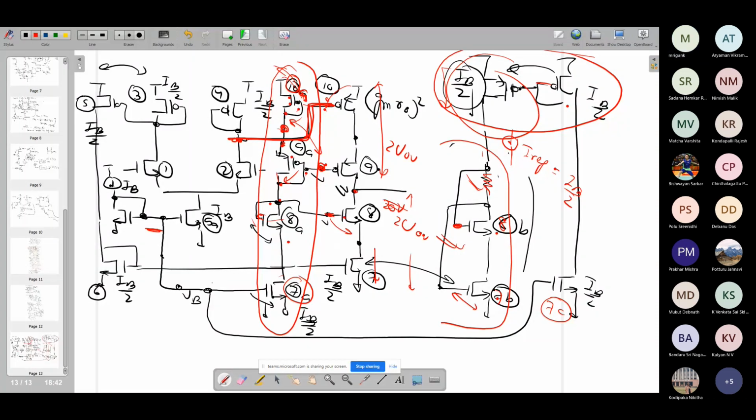Is that clear? Yes. Is this getting clear?